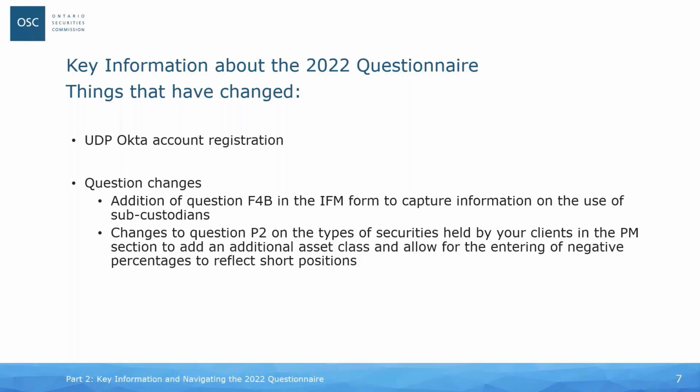So a few questions were modified this year. Probably the largest change was the addition of a new question on sub-custodians. This question was added as question F4B on the investment fund manager form, with the previous question F4B being moved to F4C, so part C. Additionally, there were some changes to question P2 in the portfolio manager section on the types of securities held by your clients to add an additional asset class and allow for entering of negative percentages to reflect short positions. Both of these changes will be covered in more detail as we go through the webinar.